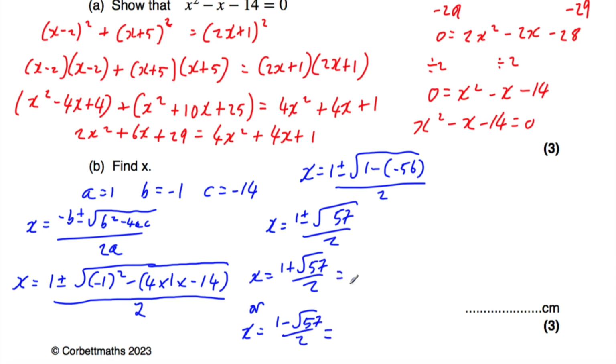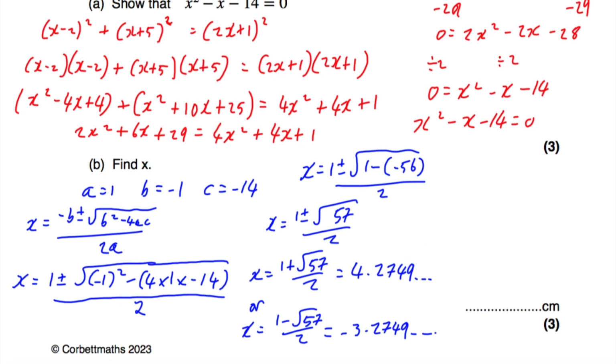So whenever we work out 1 plus the square root of 57 divided by 2, that's equal to 4.2749 and so on. And here, if we change the plus sign to a minus sign, so do 1 take away the square root of 57 divided by 2, that's equal to minus 3.2749 and so on. So we've got our two values for x.